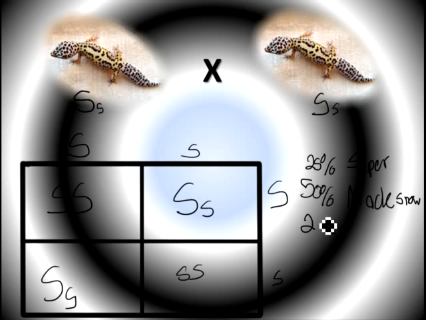And then you're going to have a 25% chance of just a plain old normal. But with these normals, even though they came from a max snow line, if you bred them to another normal that came from the same clutch, for example, you're just going to get full-on normals. They do not have any max snow in them at all.